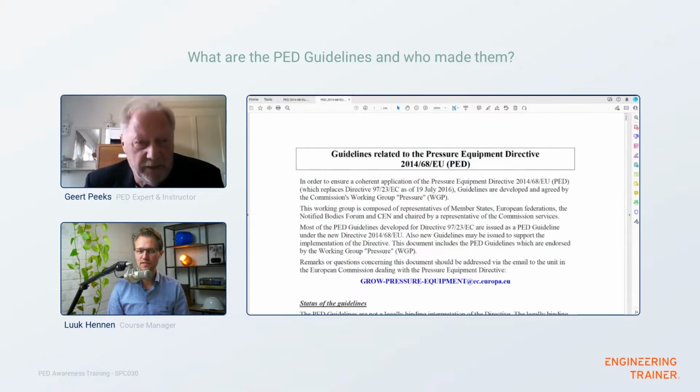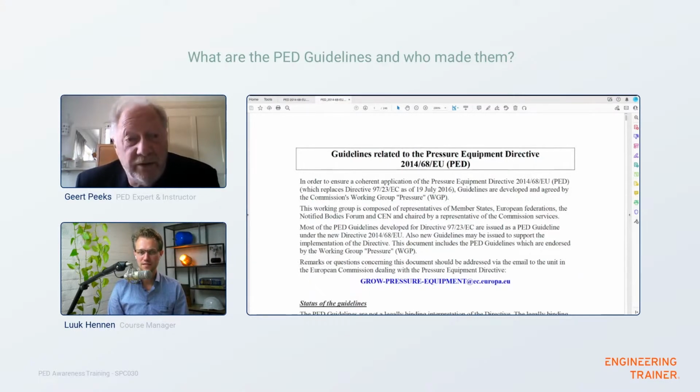Well, first of all, the guidelines are sort of interpretations of the text of the PED, because you know that the PED is legislation. It's a directive, so it's always difficult to understand the text of a directive. It's very legal language. So if you have, for instance, a project under the PED, the text of the PED is leading. So you have to fulfill the requirements of the directive, of course. But if you don't quite understand what some text in the PED means, then there is a possibility to ask questions.